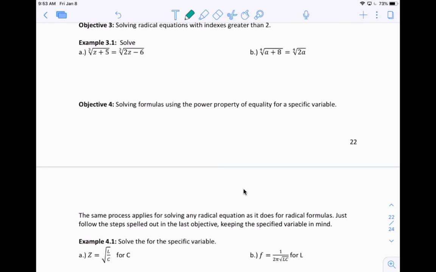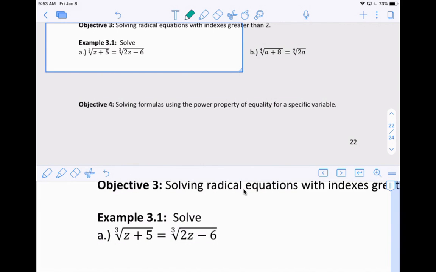Alrighty, I hope you were not too scared by the last video and that really very large problem. When you see radical equations that have indices greater than 2, powers that are higher than 2, you do not need to panic. As long as those powers match, you can apply the same moves here.